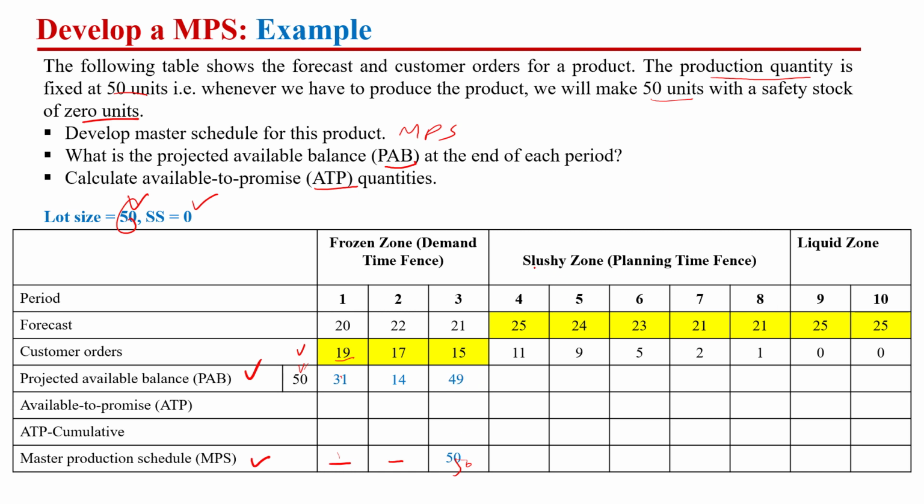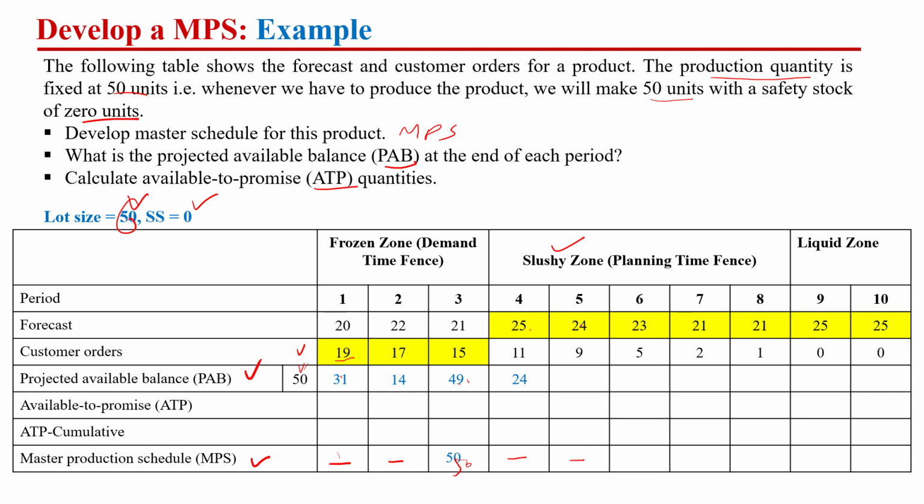But after that, when we have the slushy zone, we are not considering the confirmed orders. We are using the forecasted demand. So 49 minus 25, I can meet. Okay, so that means this is going to be 0. So 49 minus 25, we have the available balance 24. So again, the demand is 24, and I can meet it. This is also going to be 0.